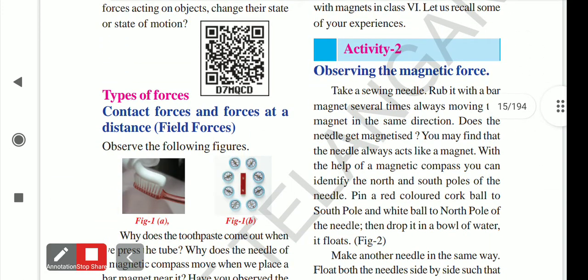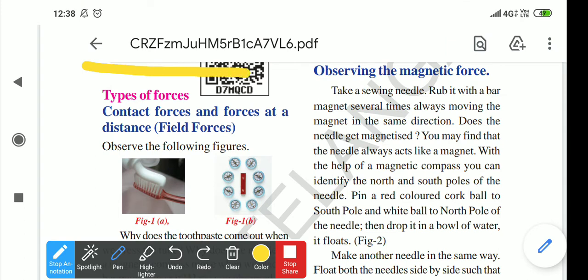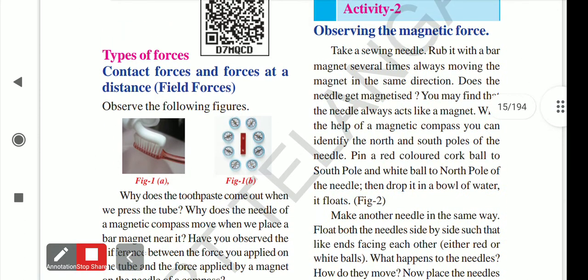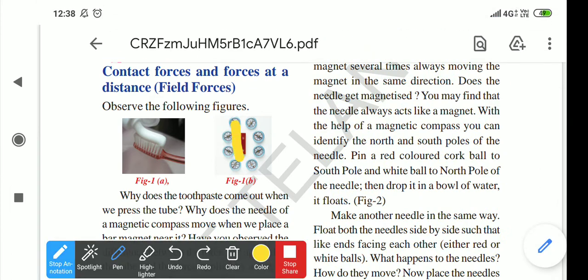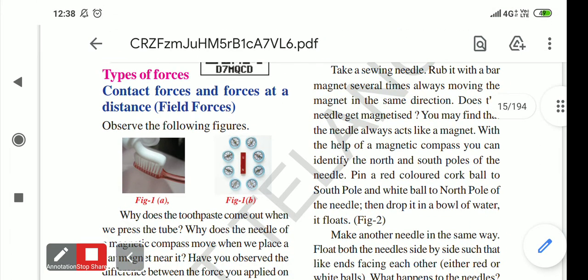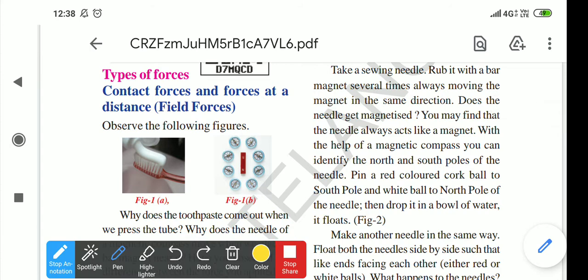Okay, up to this last paragraph we have discussed in our last session. I'll continue the explanation. Today we will discuss the types of forces: contact forces and forces at a distance. There are two types of forces: contact forces and non contact forces. So I will explain briefly about it now.